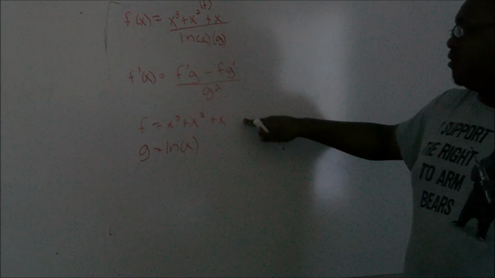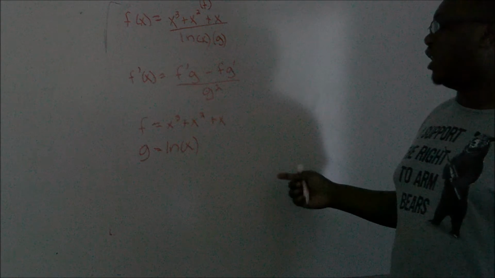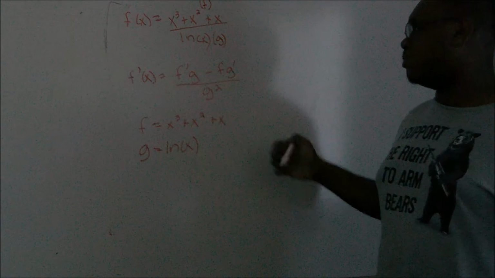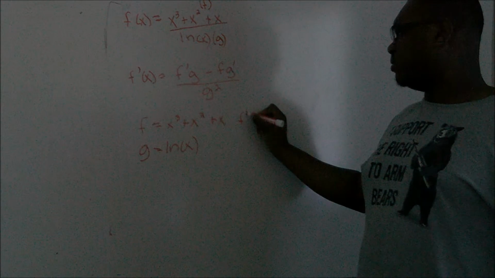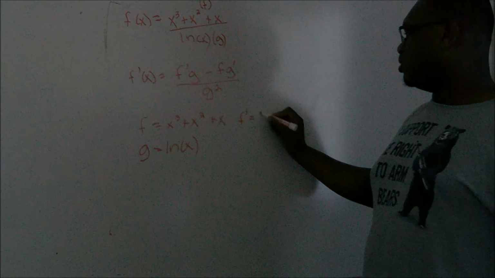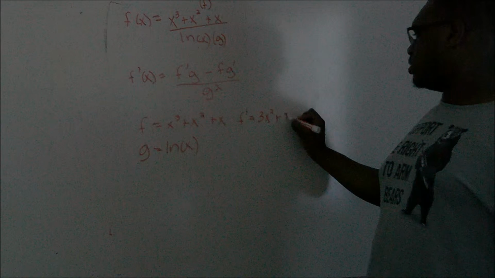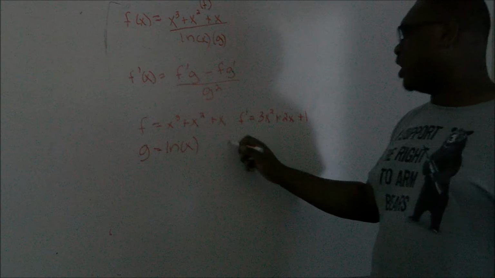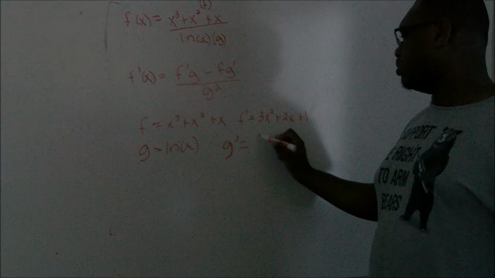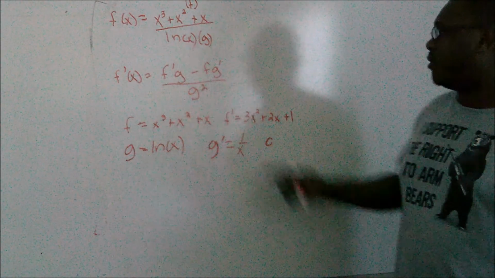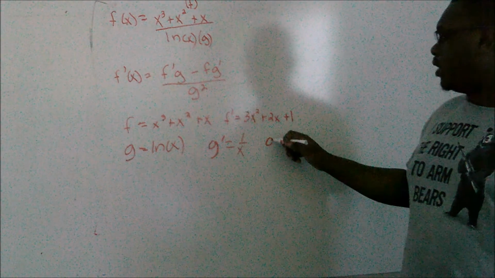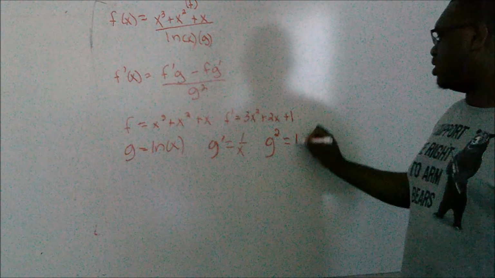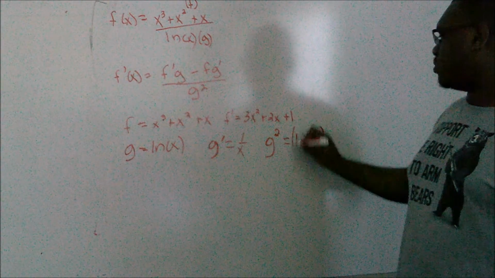So now we take the derivative of f. If you remember from my last video, when you have the derivative of exponents, you just multiply the exponent out and subtract 1 from the exponent. So the derivative of f is equal to 3x squared plus 2x plus 1. And the derivative of natural log of x, which you already determined in the last problem, is equal to 1 over x. Okay, so now what we have left is this g squared term. If we know g is natural log of x, g squared is just equal to the natural log of x squared.